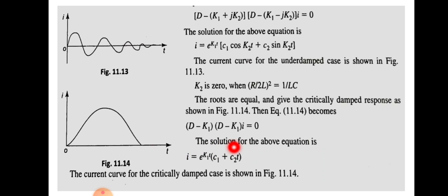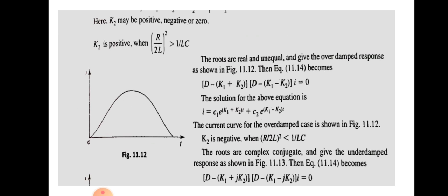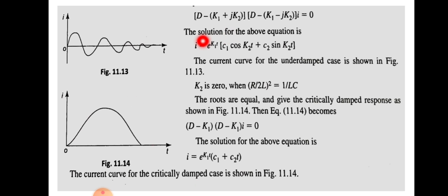That means when the roots are equal, the solution of that circuit will be I equal to e raised to k1 t into (c1 plus c2 t). So there are three cases, and this third case represents the critically damped case. The current curve will look like this, and it has a similar value at the peak for the applied voltage. So we have discussed three cases, and you have to remember the solution equations, this one, another one, and also this one.